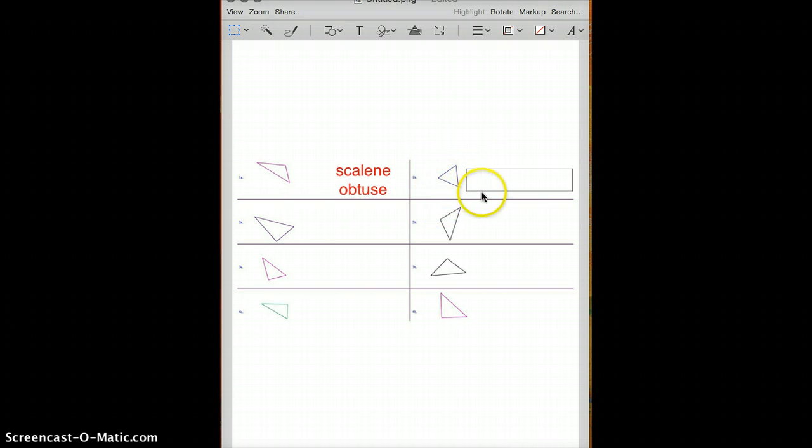the sides also have to become equal, which makes it an equilateral acute triangle. You are to complete the rest of this worksheet on your own and bring it tomorrow for us to review.